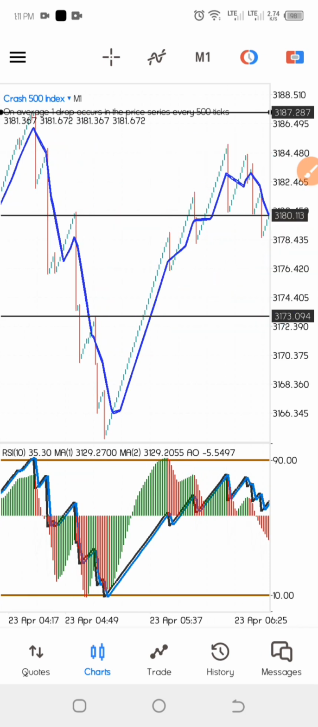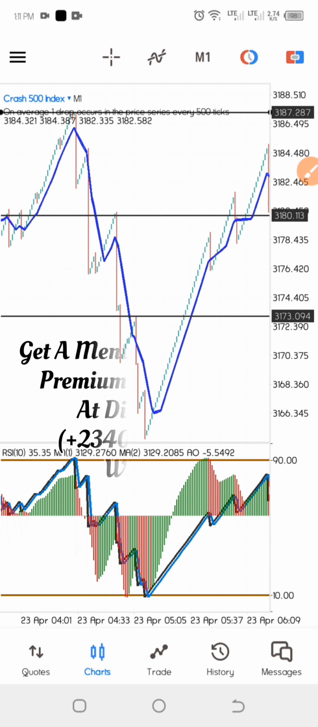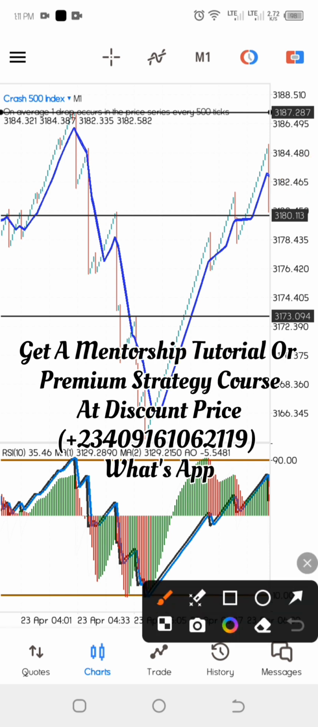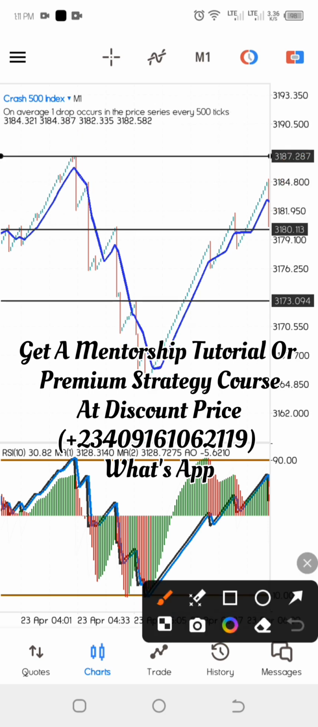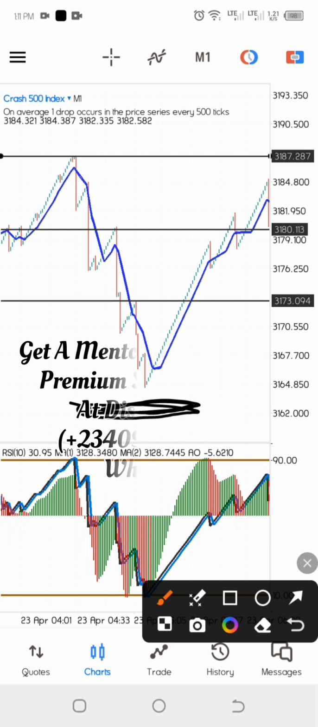Now let's say we want to enter a trade. That is where your top TP should be. This is where all your TP should be. Your stop loss should always be below your entry, which means your stop loss should always be below this area right here. That is where your stop loss should always be.